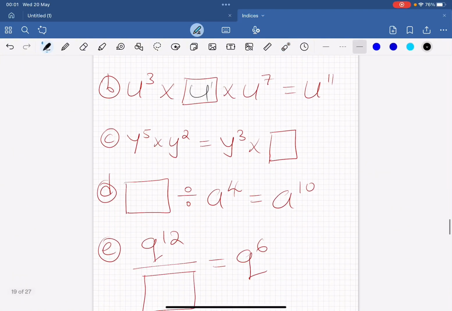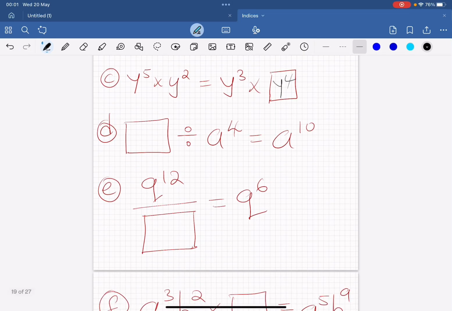Now the next one says y to the power 5 times y to the power 2. This gives us 7, which is equal to 3. Then obviously what is here should add to 3 to make it 7. So obviously it's a 4.